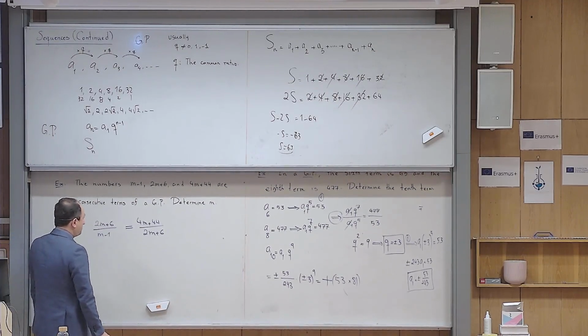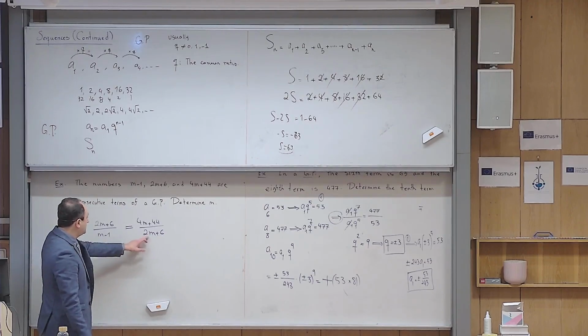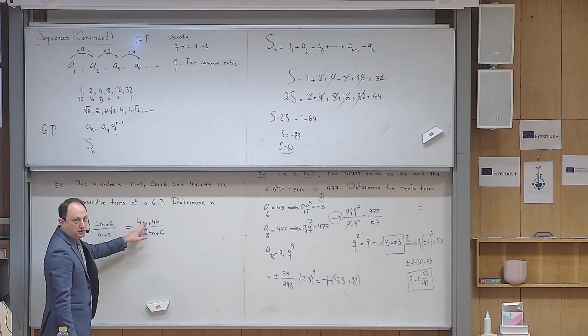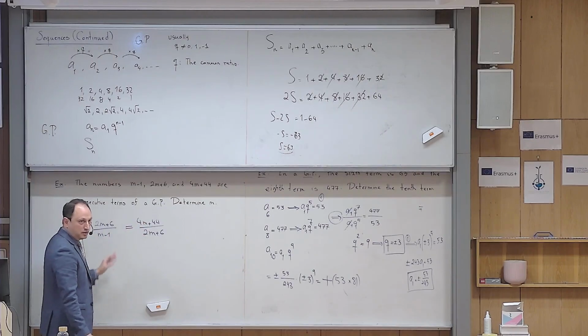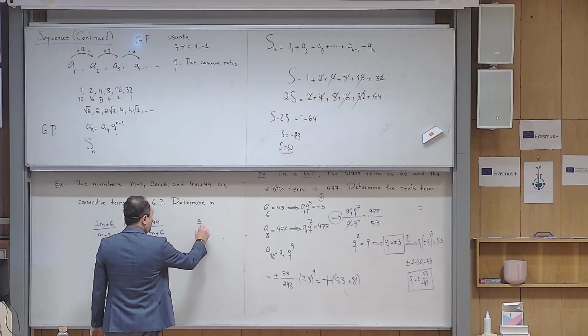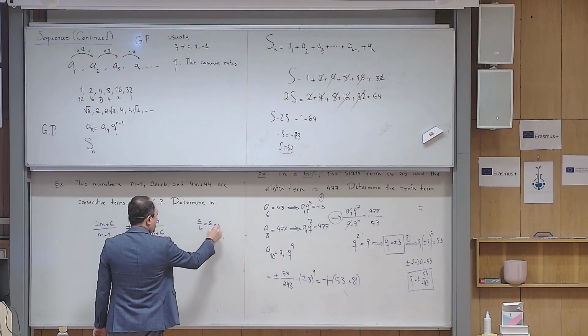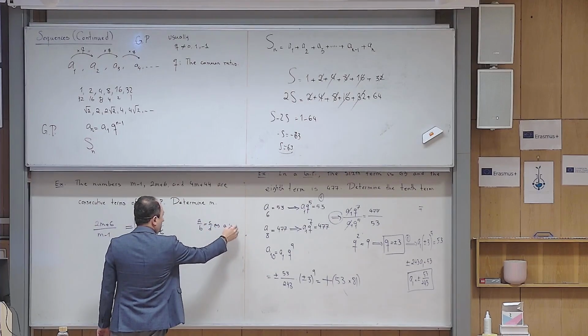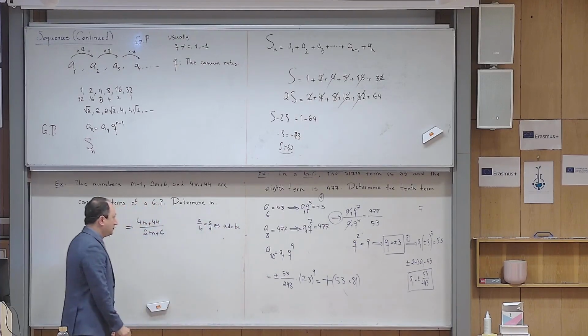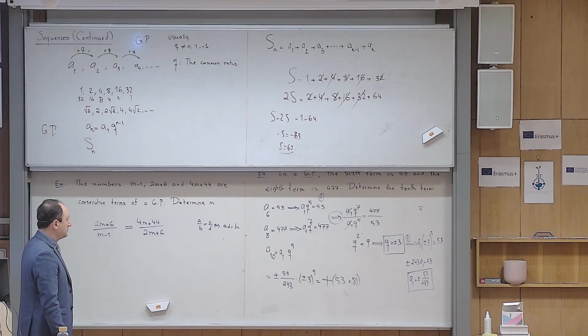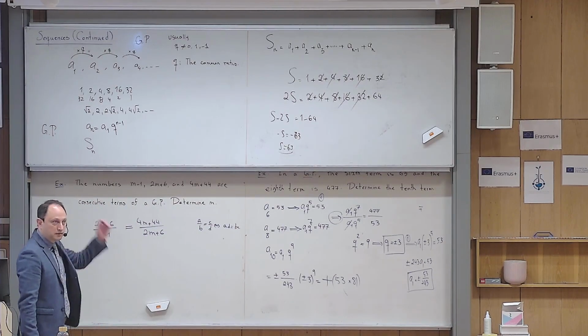And how should I solve that? You know that this multiplied by that should be equal to this multiplied by that. Are you familiar with this? If I have A over B equals C over D, this happens if AD is equal to BC. Is that right?